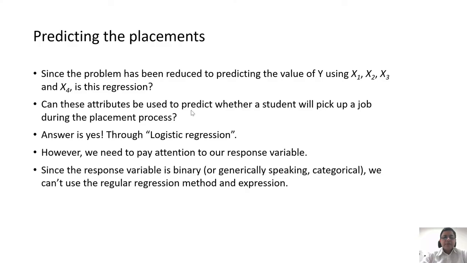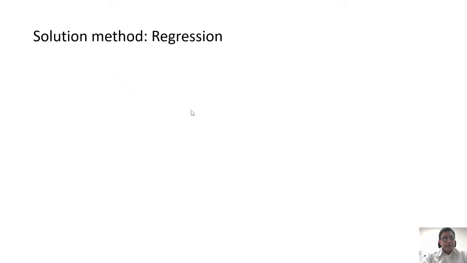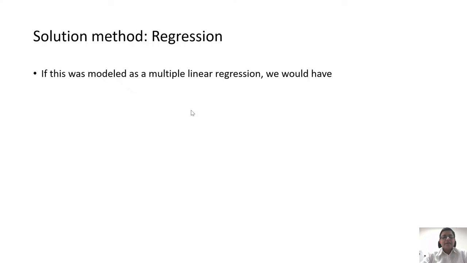So if we pay attention to our response variable, it is binary, right? And therefore, we cannot use our regular regression methods, nor can we use the regular regression expression, right? If this was a multiple linear regression problem, now what is a multiple linear regression problem? Refer to the previous sessions where we described it and had taken an example. If I remember correctly, that example was also from a B school where we had looked at predicting the academic performance of the student. Now we are going one step ahead.